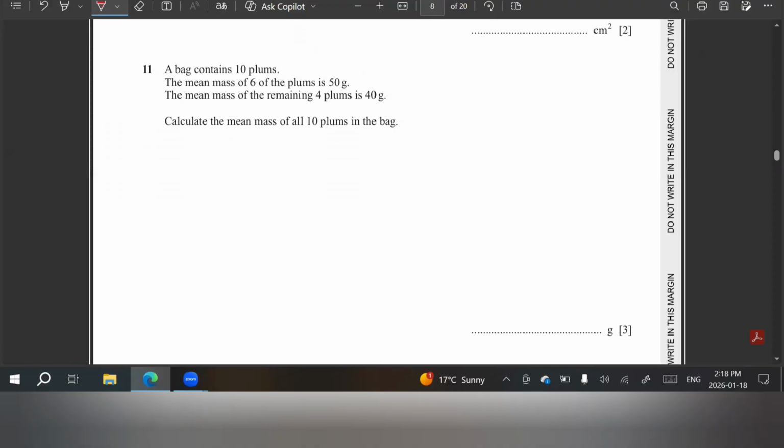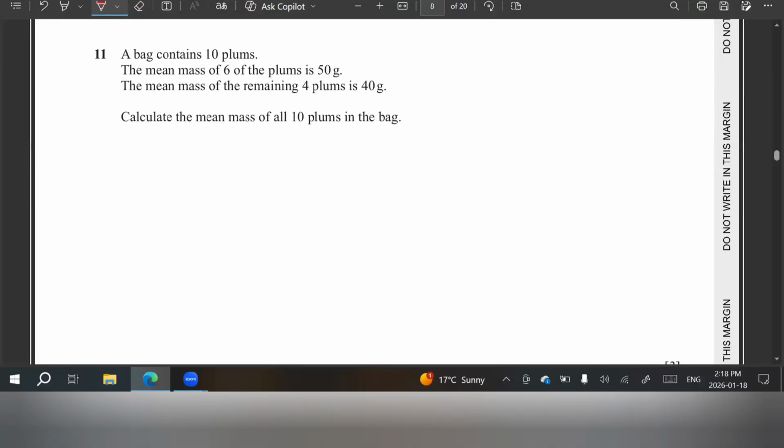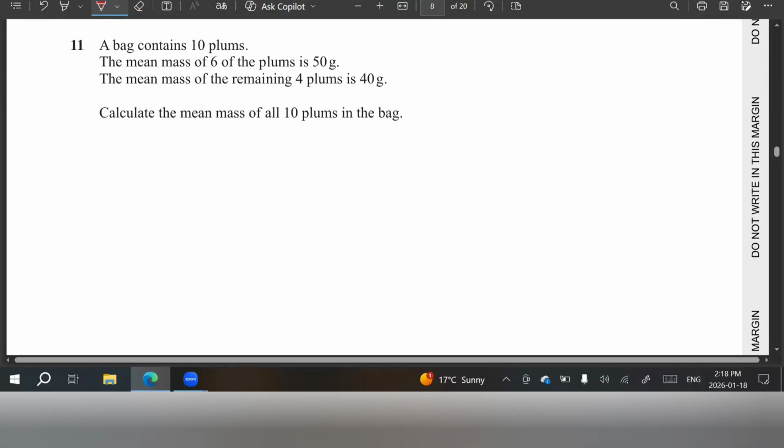Question number 11: a bag contains 10 plums. The mean mass of 6 of the plums is 50 grams. The mean mass of the remaining 4 plums is 40 grams. Calculate the mean mass of all 10 plums in the bag. You know that the formula is that the summation of x is equal to the mean multiplied by the number of observations.